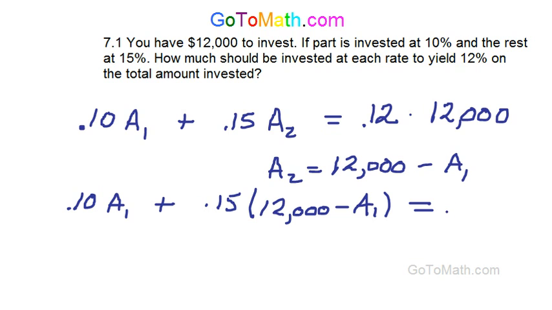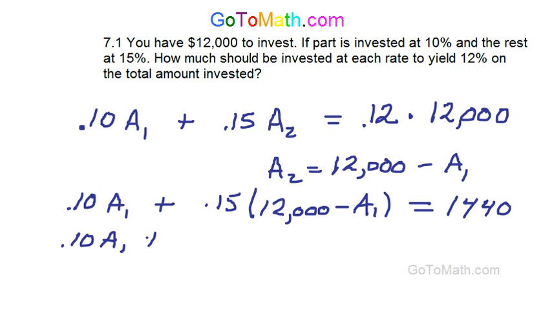Is equal to, and let's go ahead and multiply these together and get that one single number there. So 12% of 12,000 is going to give us 1,440. So that's what we want to make. $1,440 here, right? Okay, so now we have an equation, it's all in terms of one variable, and we want to solve now for this variable A1.